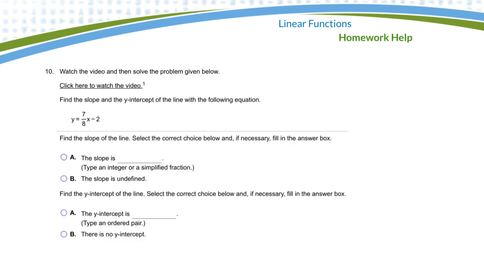Last question, watch the video, okay? Well, watch the video, and then we'll see if we can answer the questions. So there's the equation of my line. They want to know what the slope is. It's always the number right in front. So the slope is 7/8. Then they say find the y-intercept. That's always the number at the end, so -2. Oh, they want an ordered pair, so that has to be 0, -2.